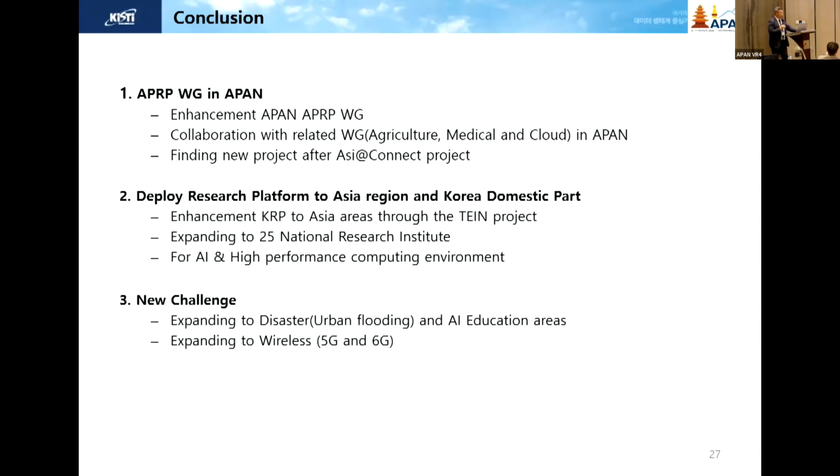The third one is about new challenges. We want to expand to disaster areas, such as urban flooding, and AI education areas. We want to expand to wireless areas, such as 5G and 6G.